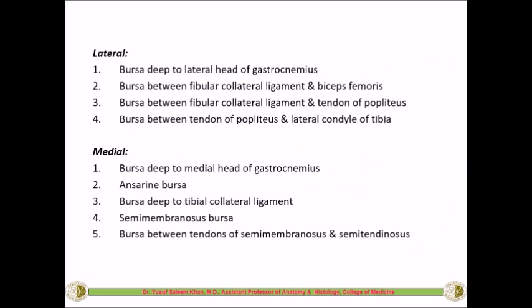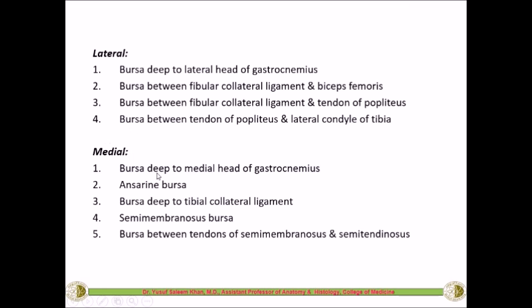Apart from that, there are other bursae on the lateral and medial side. On the lateral side, we have a bursa deep to the lateral head of the gastrocnemius. Then we have the bursa between the fibular collateral ligament and the biceps femoris. Then the bursa between the fibular collateral ligament and the tendon of the popliteus, and the bursa between the tendon of the popliteus and the lateral condyle of the tibia. I don't have pictures for all these bursae.